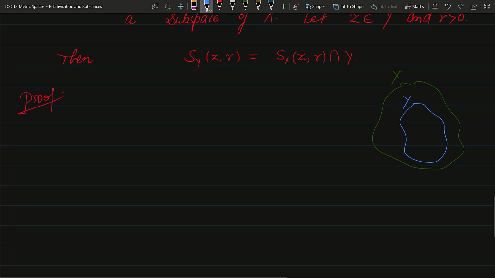This is our y, and now we are talking about a point. Suppose this is our z point, and we are talking about this ball. Now when you think of this ball as containing points of y, you can see this ball as S subscript y, z, r. And when you see this ball in x, in that case you can see S x, z, r. Okay, now it says that whenever we consider a ball at a point in this y, that ball is the intersection.